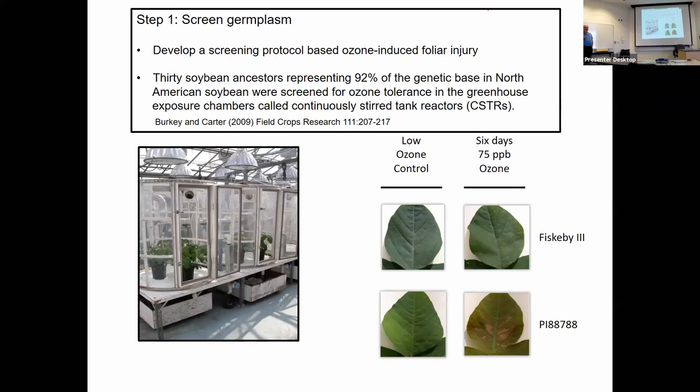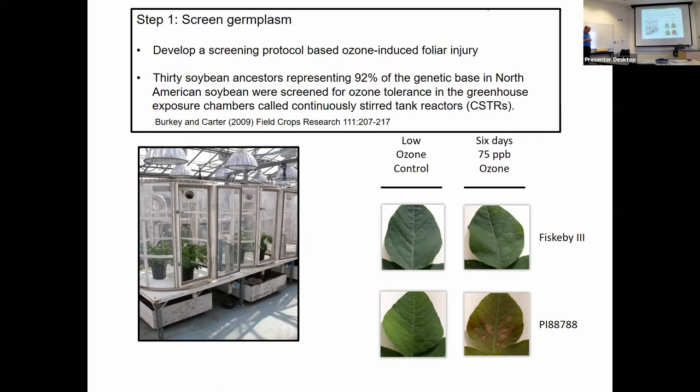Now I want to talk a little bit about our research on trying to improve the ozone tolerance of crops. The first part we have to do is come up with a screening protocol, screen germplasm, and what's known from early work on ozone is that ozone creates a very characteristic leaf symptom that you can rate in a semi-quantitative way.